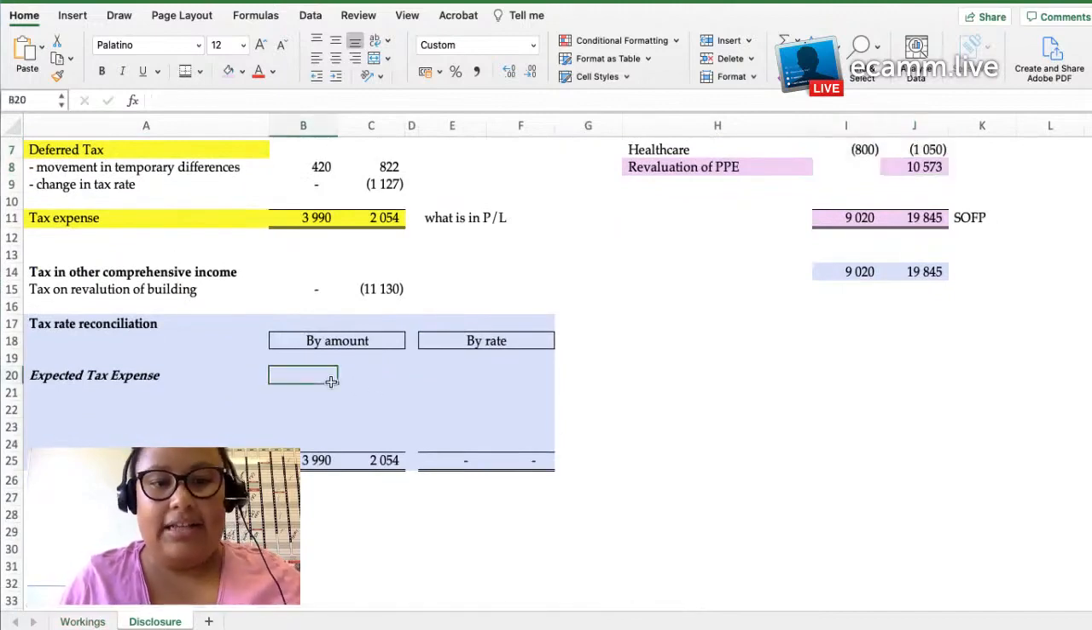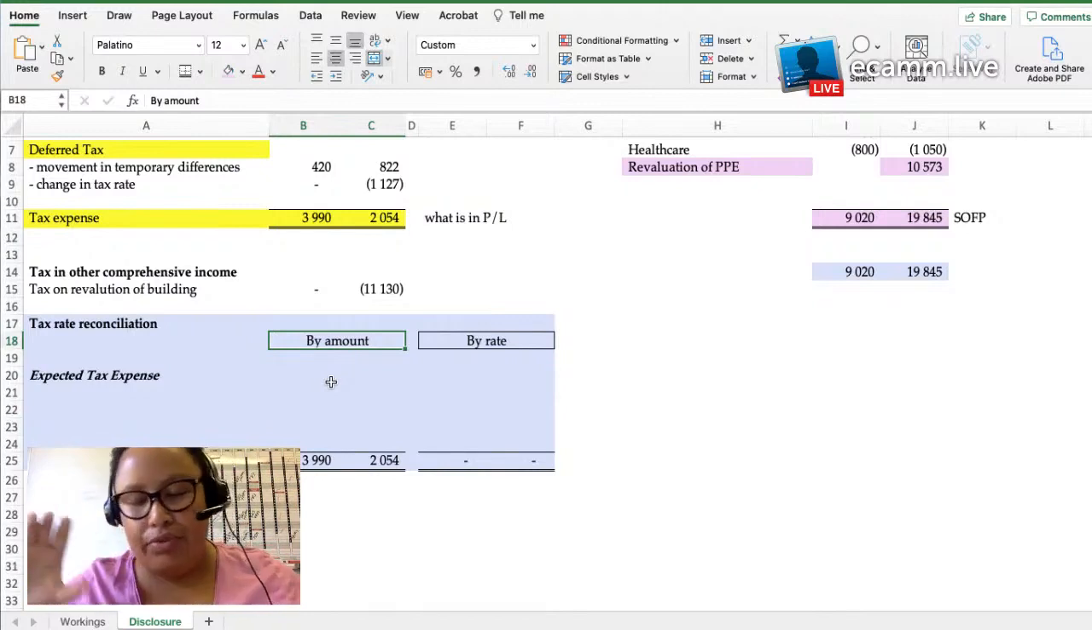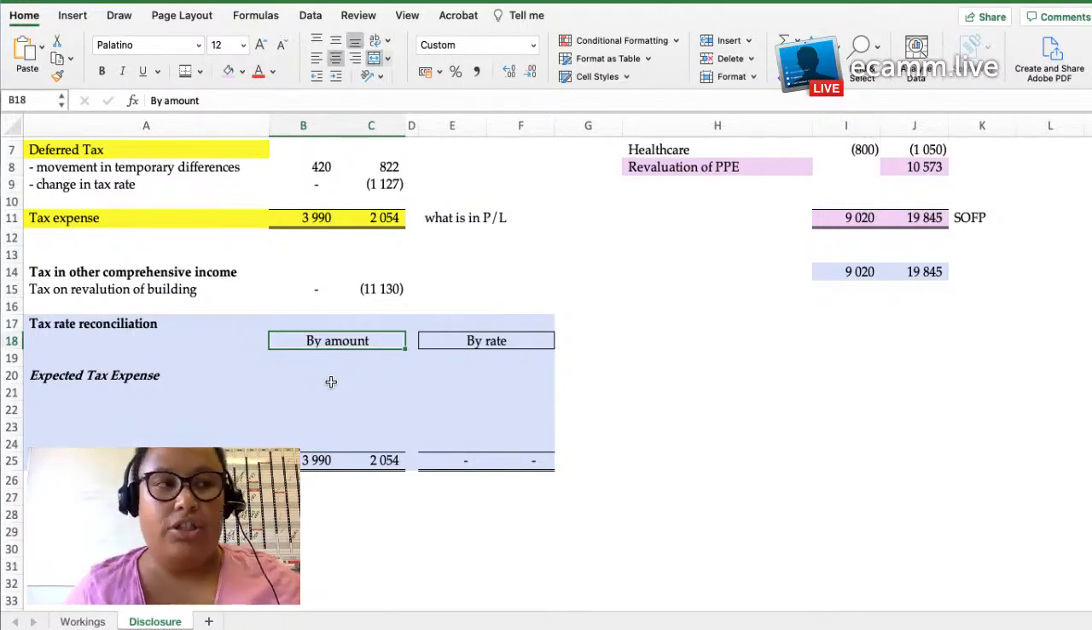Next. Okay, tax rate recon. This is where things get interesting. Now students get confused with this, but I know you've watched the video, so you've watched Gulam's explanation, so you kind of have an understanding, and now it's just about, can we take what we understood from that video and can we apply it over here?